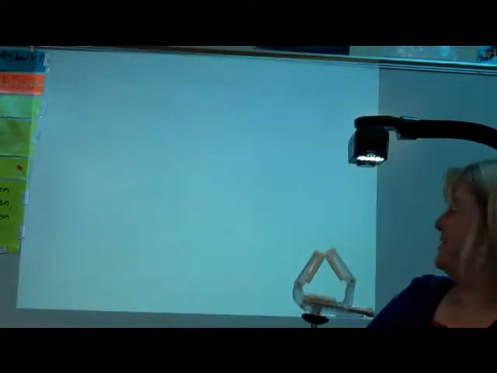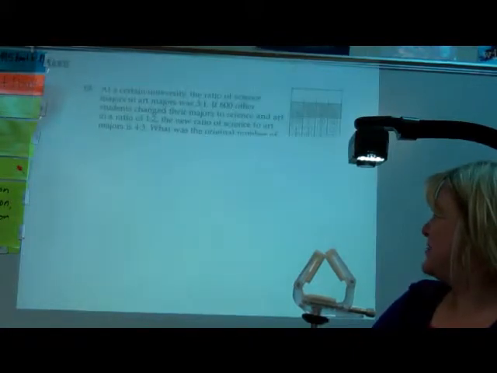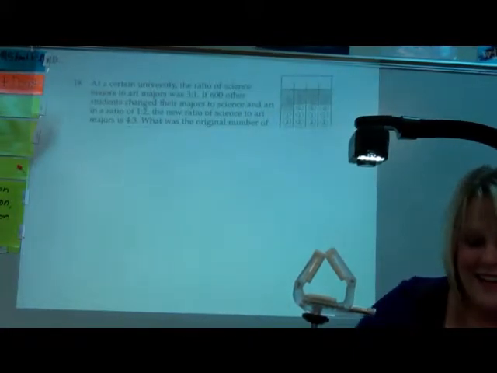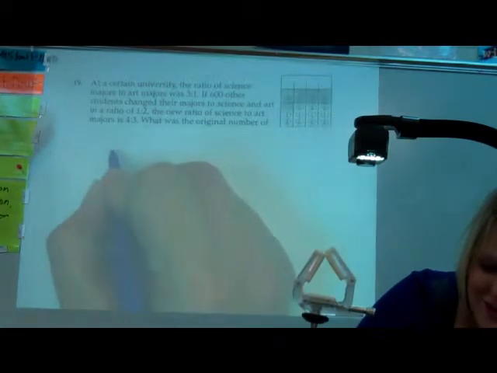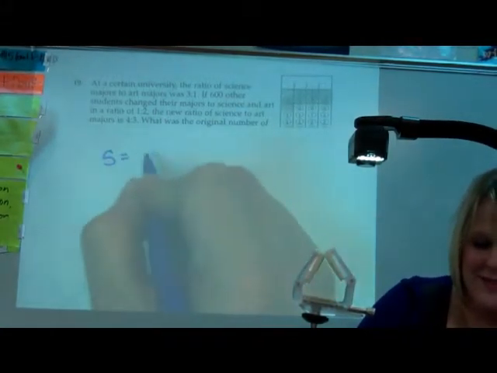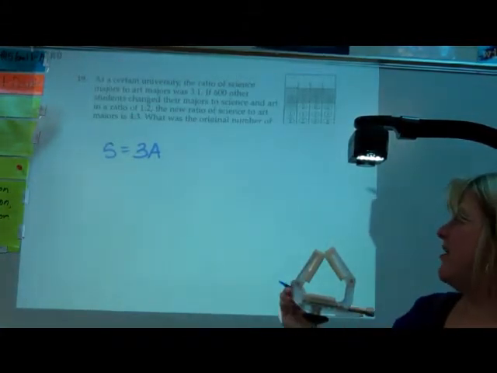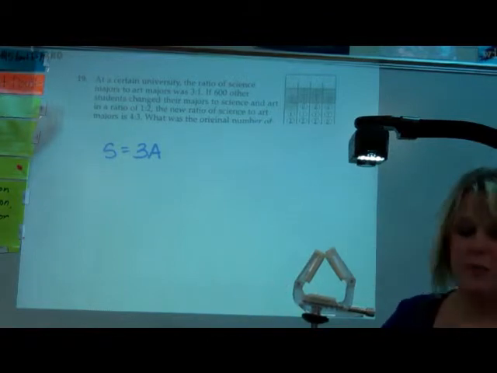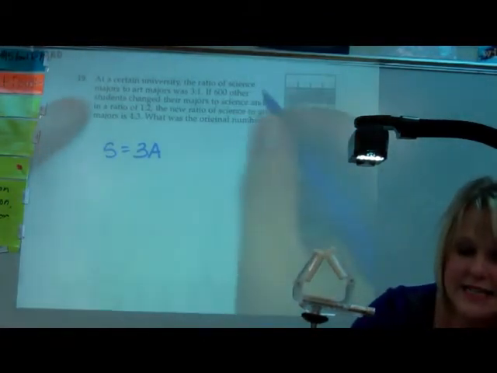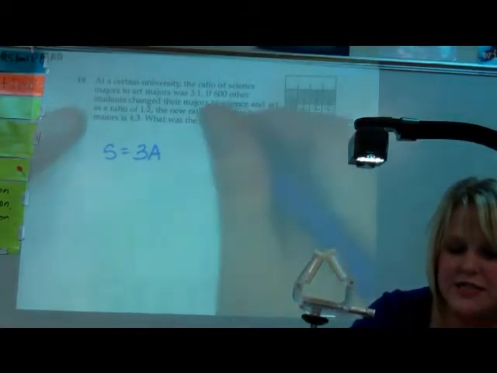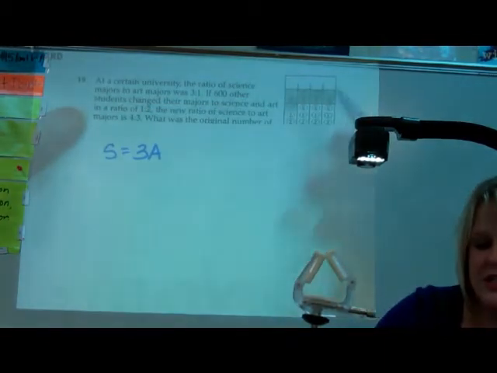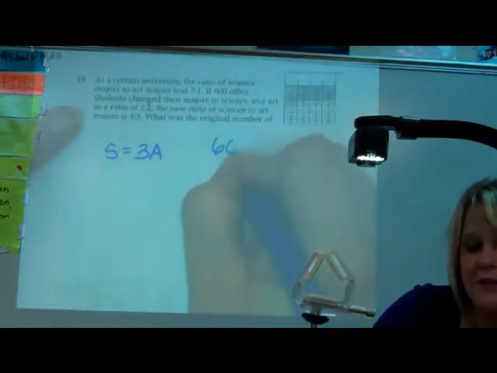At a certain university, the ratio of science majors to art majors was 3:1. So that means that there are 3 times as many science majors as art majors. All right, the ratio of 3:1 means that we have 3 times as many science majors as we do art majors. 600 other students changed their majors to science and art in a ratio of 1:2. So that part I was doing correct.